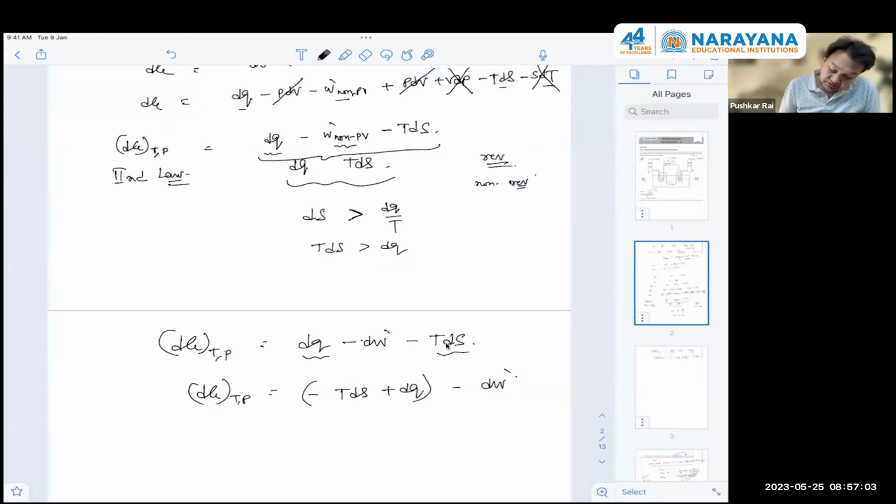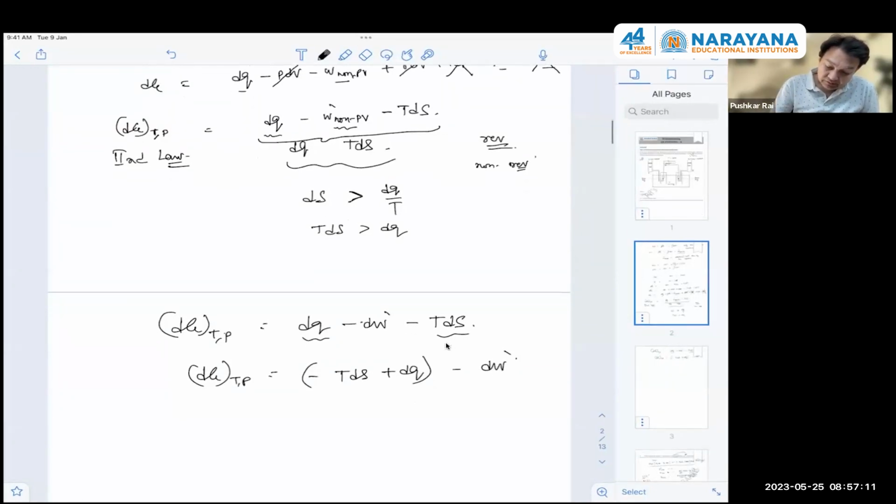I have written it like this. Oh yes, less than 0. Done. You are right. Good. Because from there you can see that minus TdS plus dq is going to be less than 0. Yes. So if it is going to be less than 0, there is a very interesting proposition now.